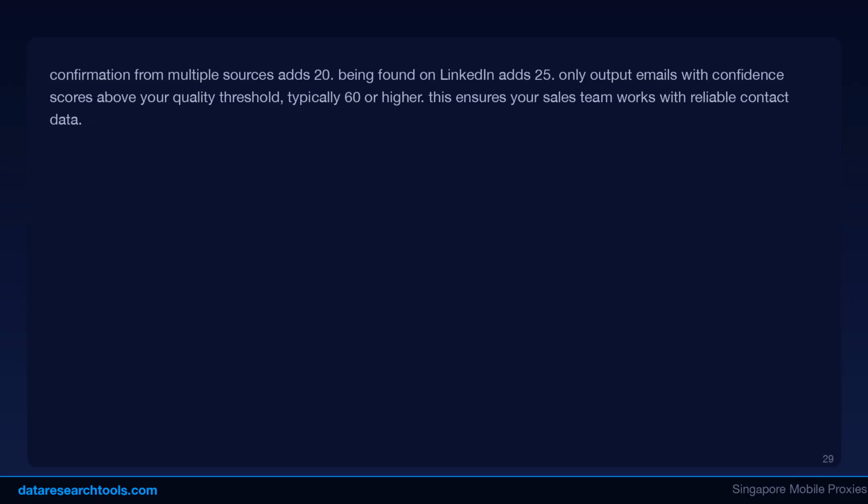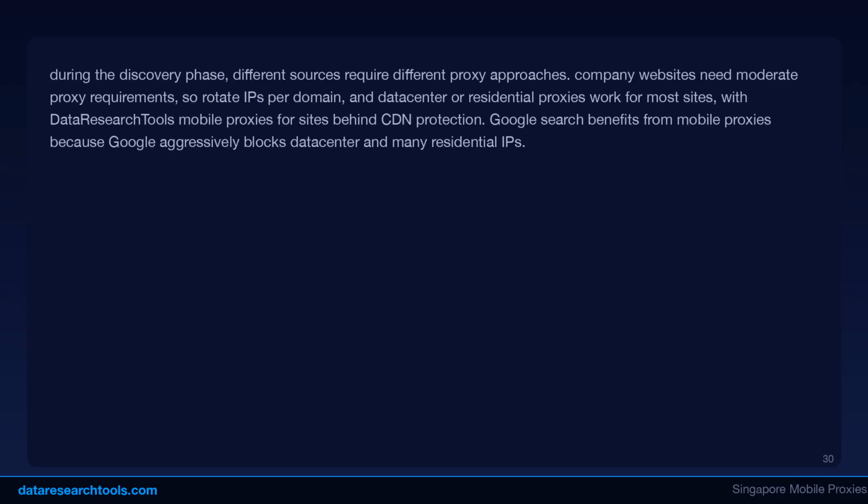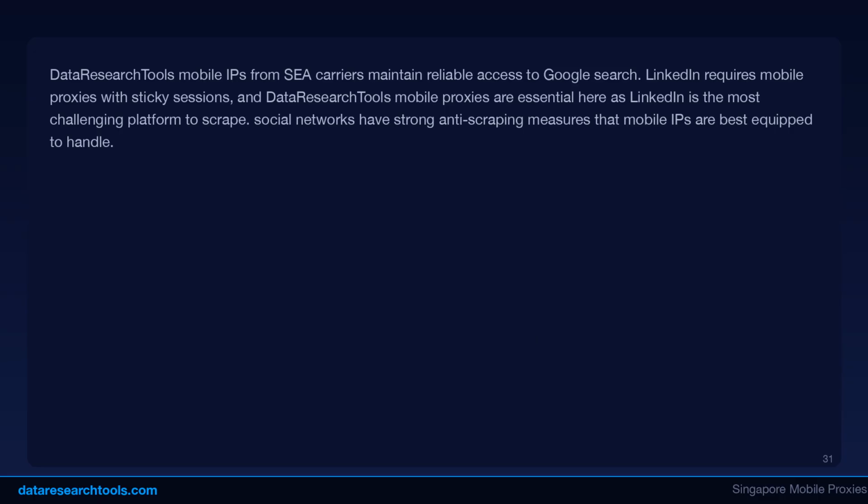LinkedIn requires mobile proxies with sticky sessions. Mobile proxies are essential here as LinkedIn is the most challenging platform to scrape. Social networks have strong anti-scraping measures that mobile IPs are best equipped to handle. SMTP verification does not require web scraping proxies, but it does require clean sending IPs that are not blacklisted, proper reverse DNS setup, rate limiting to avoid triggering mail server defenses, and rotation across verification IPs to distribute the load.